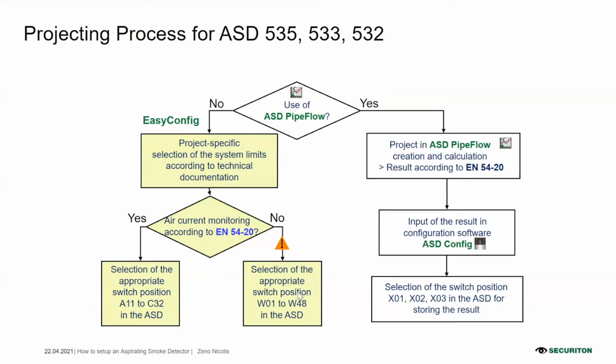As you can see from this flow chart, we have two modes for configuring ASD detectors. We have the easy config mode, that is without the use of a PC, but in this mode only EN54 configuration can be done. Or we can use our ASD pipe flow designing software and configuration software with the PC. In this way, we can design and configure both EN and NFPA 72 solutions.